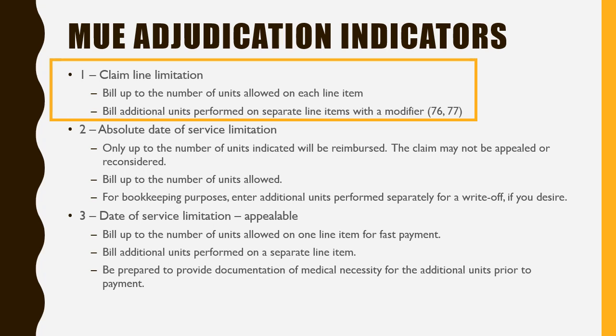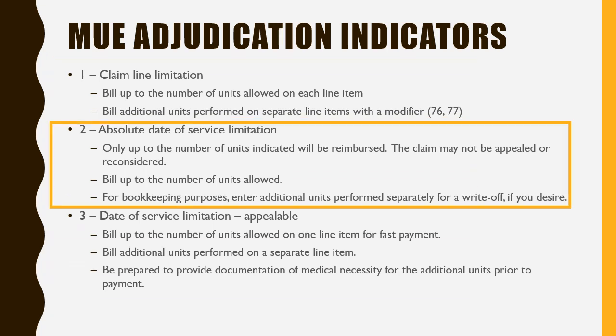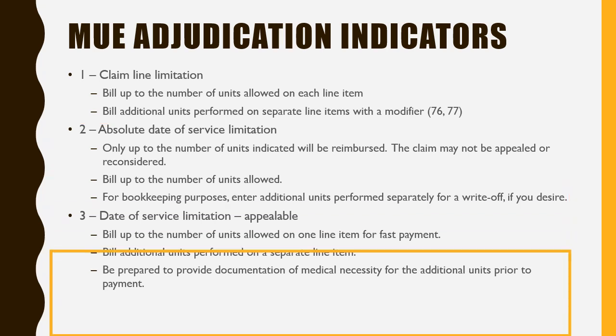An MUE edit with an MAI of 2 is an absolute limitation on units by date of service. This means you can only bill up to the MUE value on any single date. You can't appeal it either, so bill up to the allowed number of units and submit the claim. If you need to keep a record of the additional services, you can enter the additional units separately and write them off. Or you can obtain a waiver and bill the patient, but that's another video.